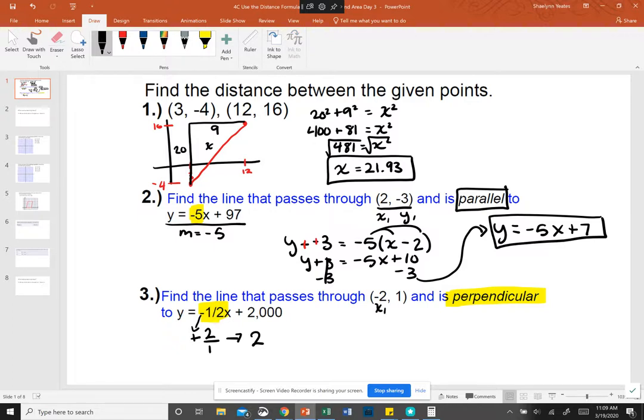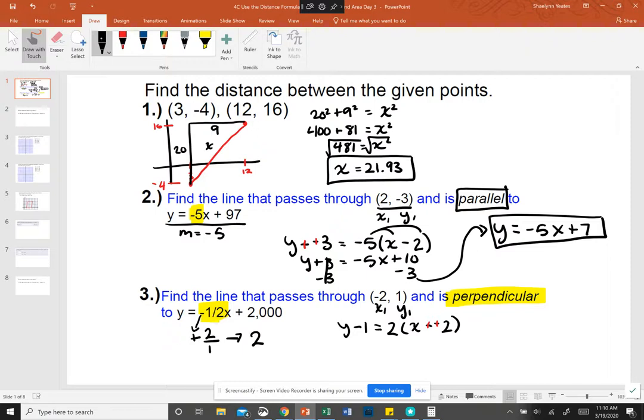This is our x value. This is our y value. So again, we're going to do that same thing. So this is going to be y minus my y value equals my slope times x minus my x value. Again, I'm subtracting a negative. I've got to remember that that's really the same thing as adding a positive.